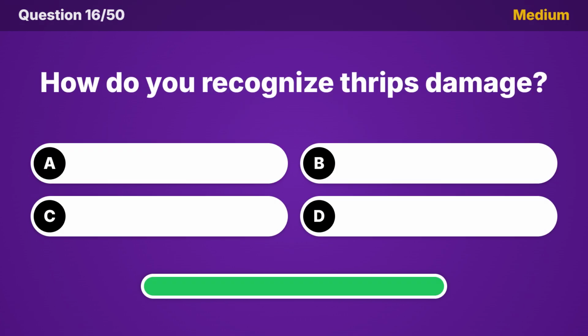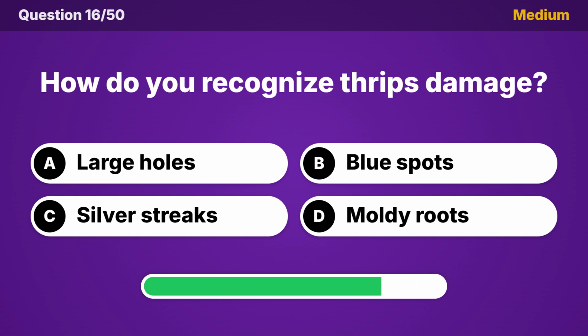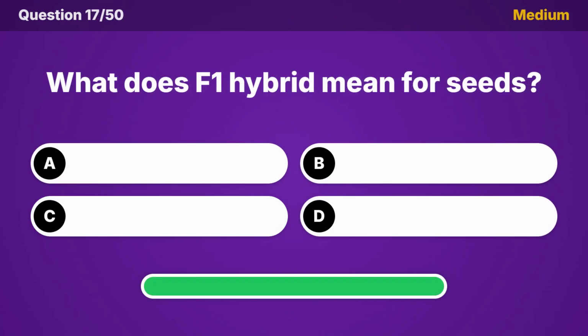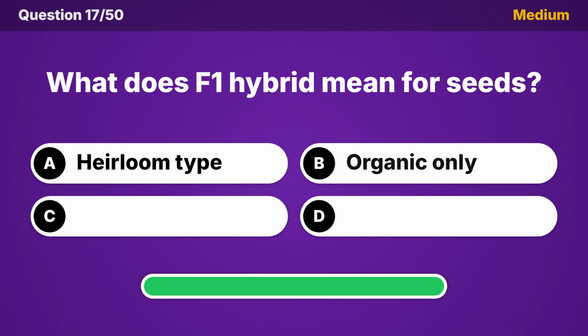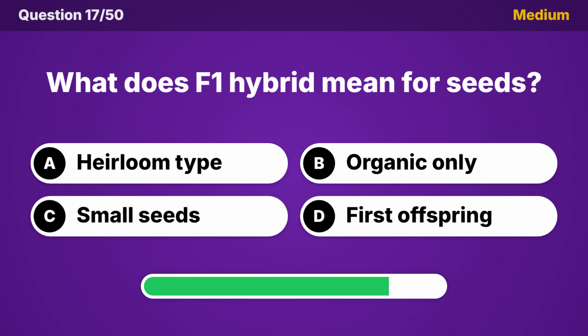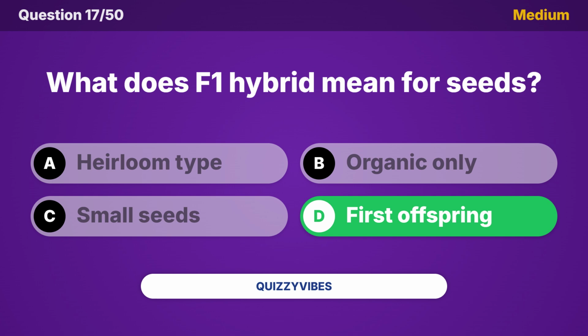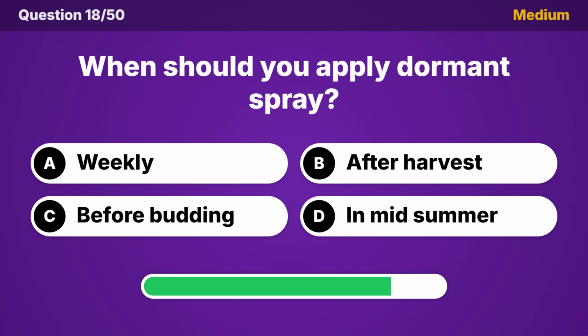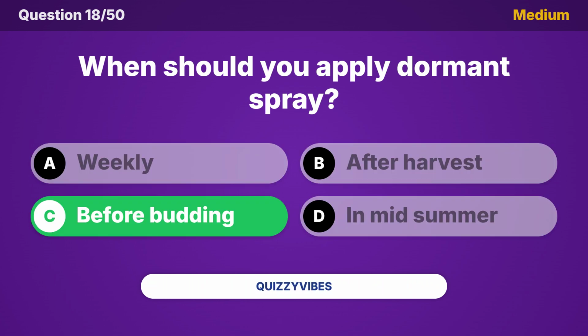How do you recognize thrips damage? Answer, silver streaks. What does F1 hybrid mean for seeds? Here is the answer. First offspring. When should you apply dormant spray? The answer is before budding.